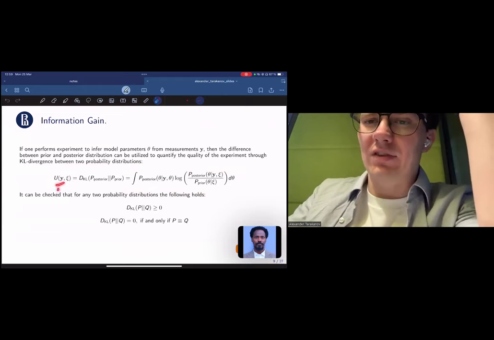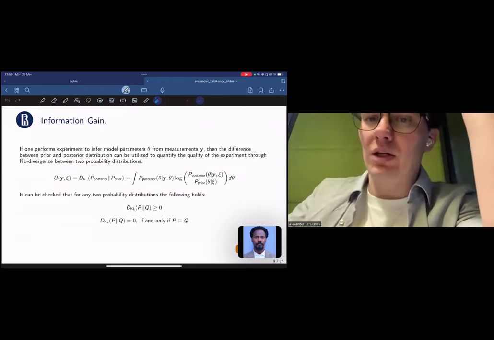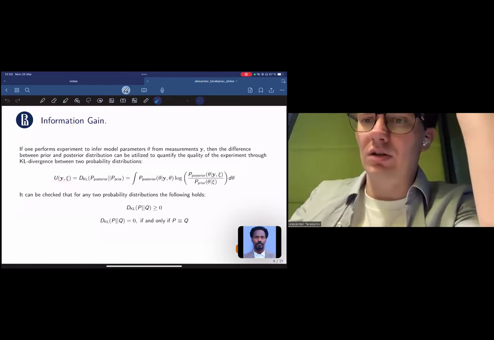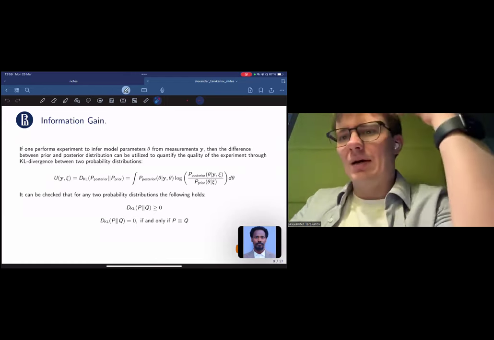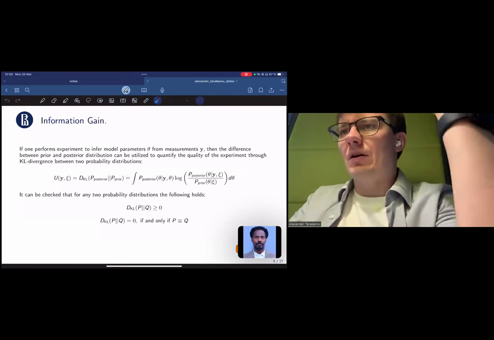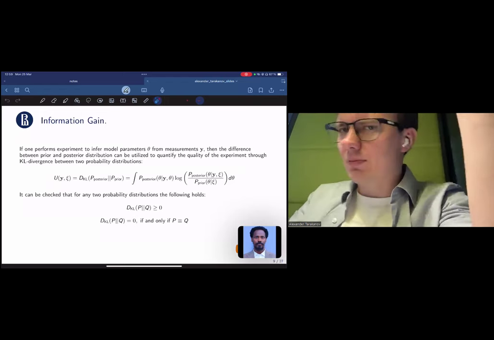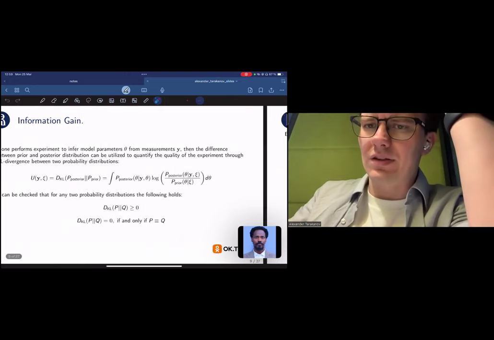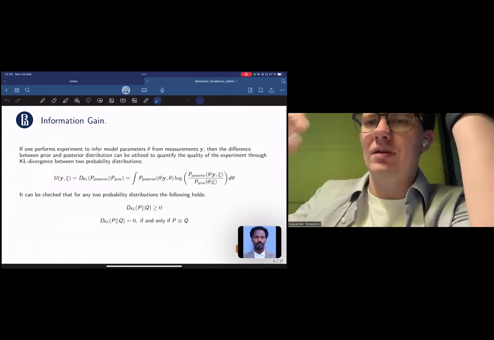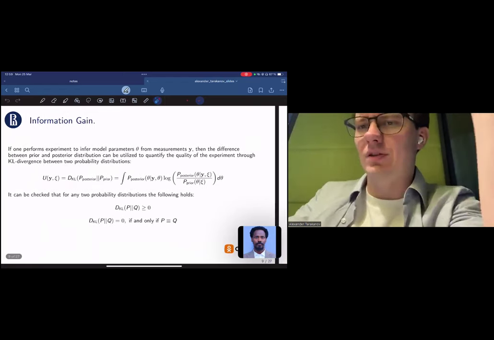We have measured the vector y, and then we can compute this quantity, the KL divergence, which basically measures the amount of information that we get. But the problem is that at the stage of planning, in the stage of designing the experiment, we don't have the vector y. So the solution could be to average over all possible observation vectors.